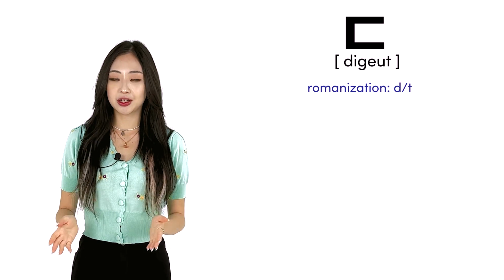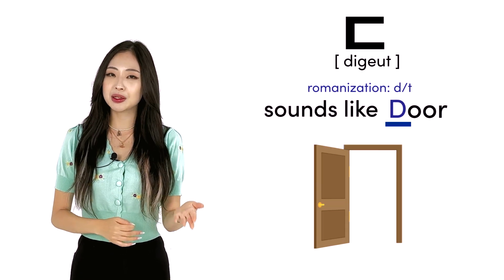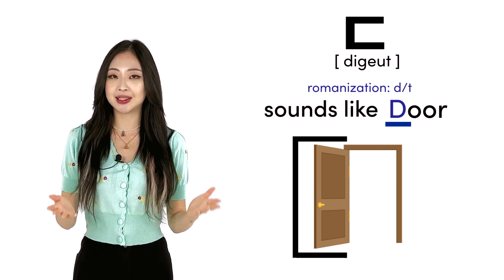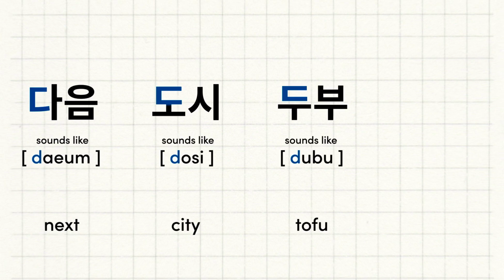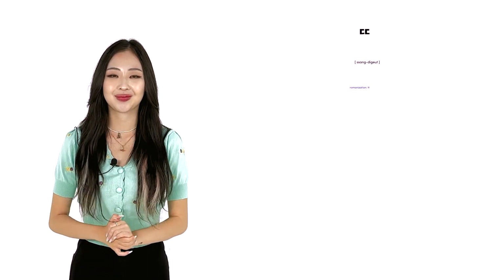The sound of this letter is close to the D sound in the word door. It looks similar to the panels on a door. Here are some words that use 지긋. 다음, 도시, 두부, 돈.